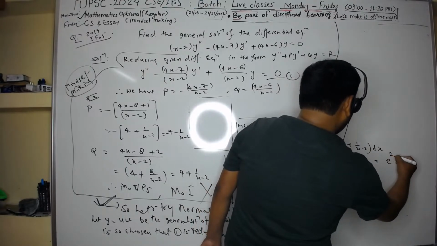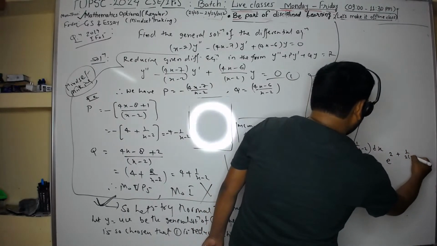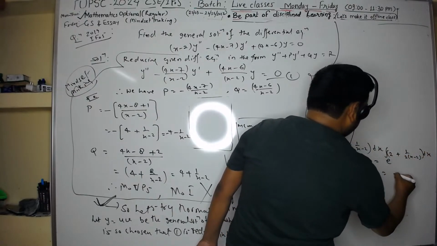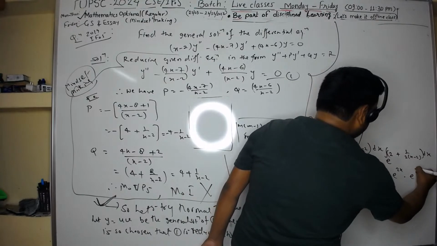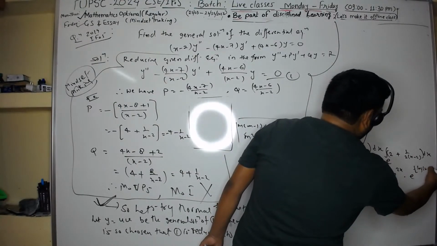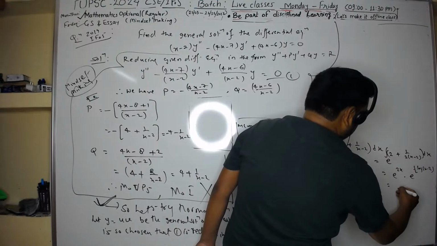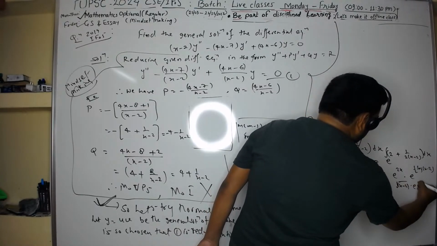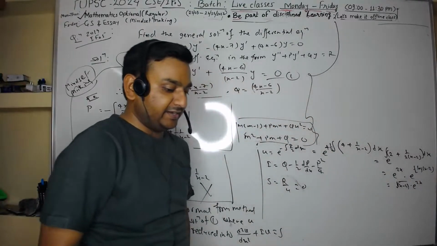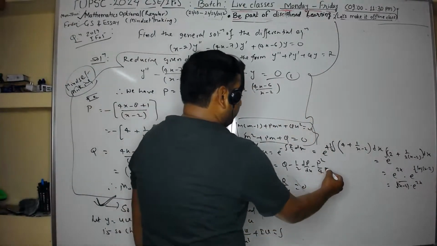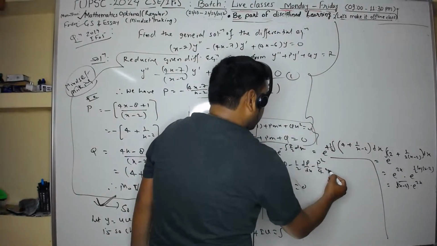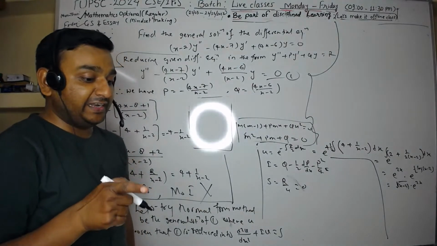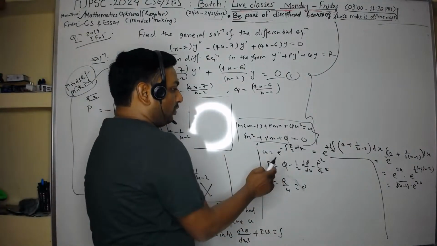e raised to the power 2x plus 1 upon 2 into integration of this, and this comes out as e raised to the power 2x into log of x minus 2. So that comes out as square root of x minus 2 into e raised to the power 2x. Please find this value now. Please tell me what is the value of this. Everyone, whoever is attending the class, please tell me what is I.